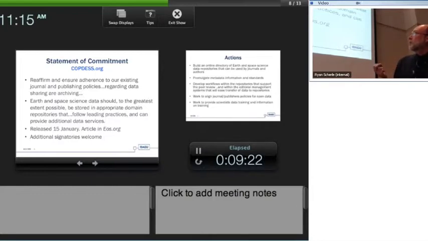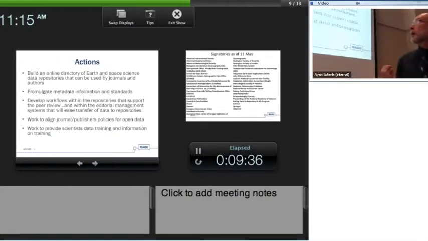So this statement of commitment was released on 15 January. There's an article in EOS. If you go to that copdesk.org website, you'll see both of those, as well as the signatories, which I'll show in a minute. We also have a number of actions. One is to build an online directory of data repositories that can be used by all the publishers, so that's kind of a single shopping place for authors.